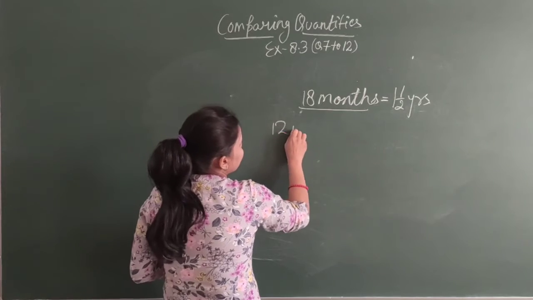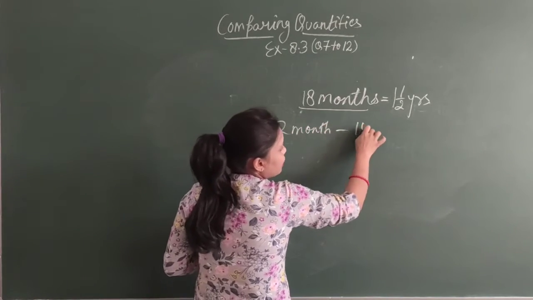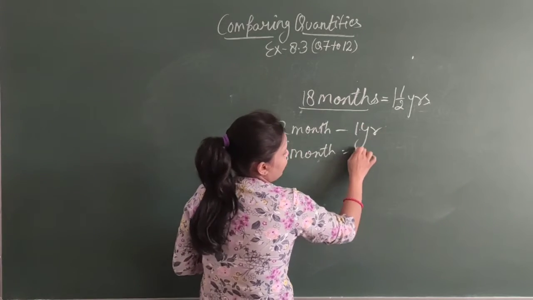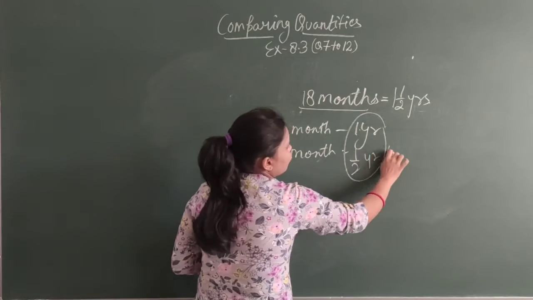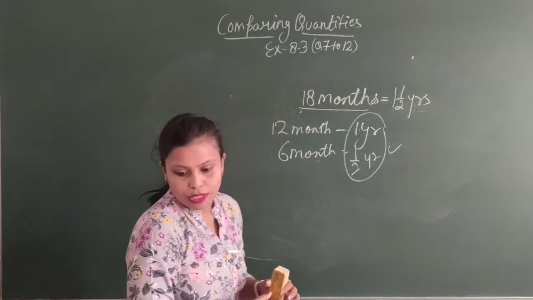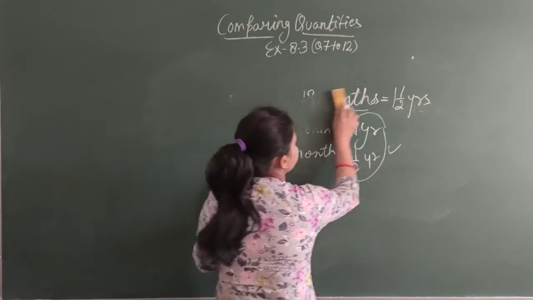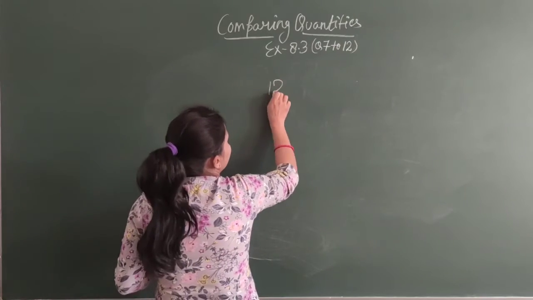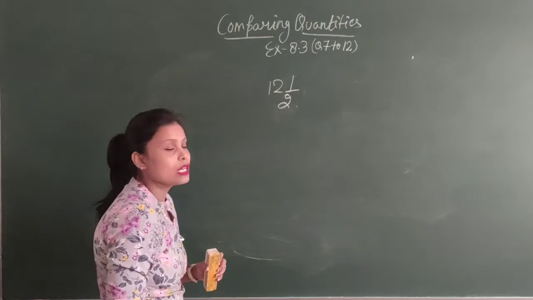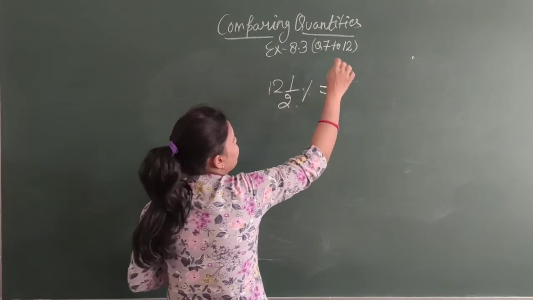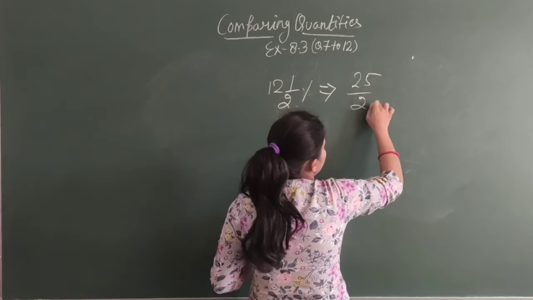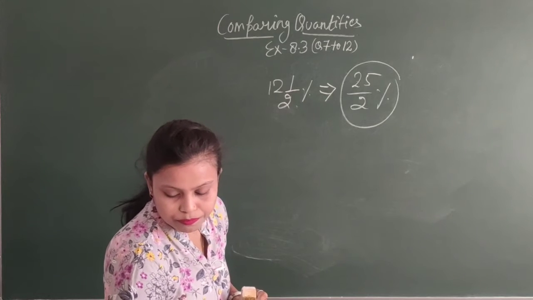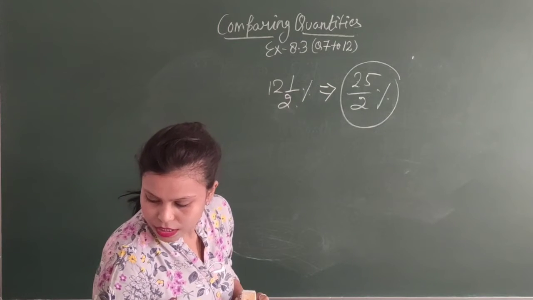How? 12 months, 1 year, right? 6 months, half year. So it will give you 1.5 year. Let's calculate it. So it is given, okay, in this question rate is given as 12 into 1 by 2%. So after solving we will get 25 by 2%. So rate is 25 by 2. Okay, let's calculate it.